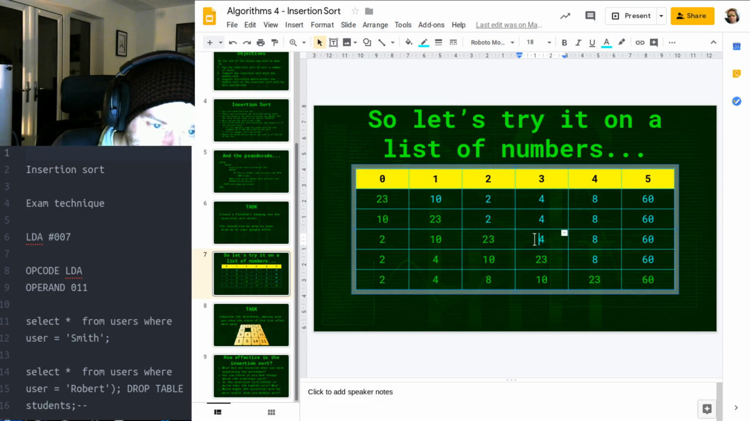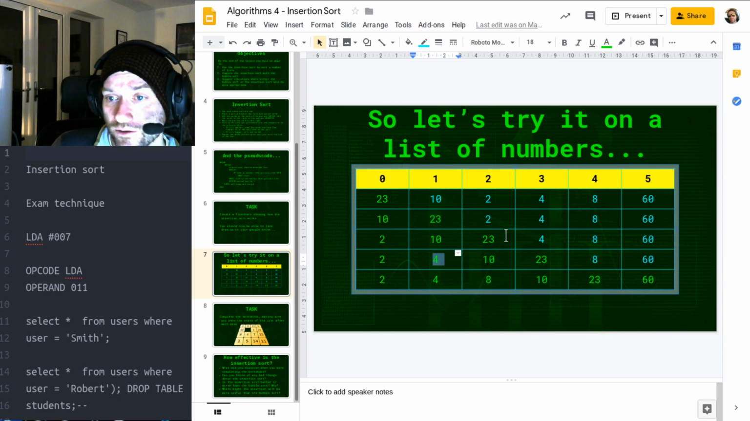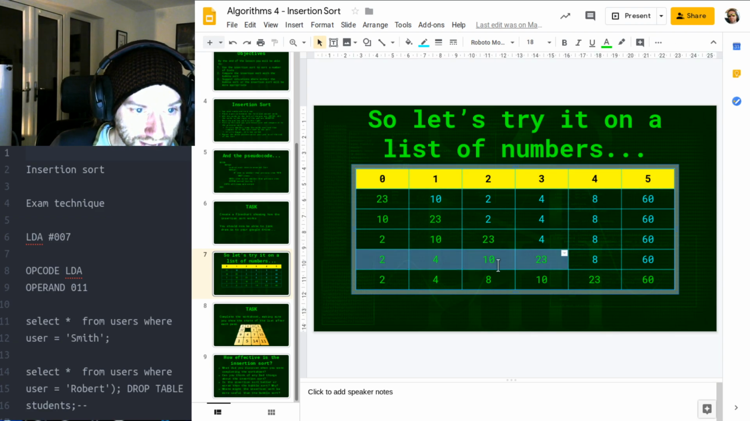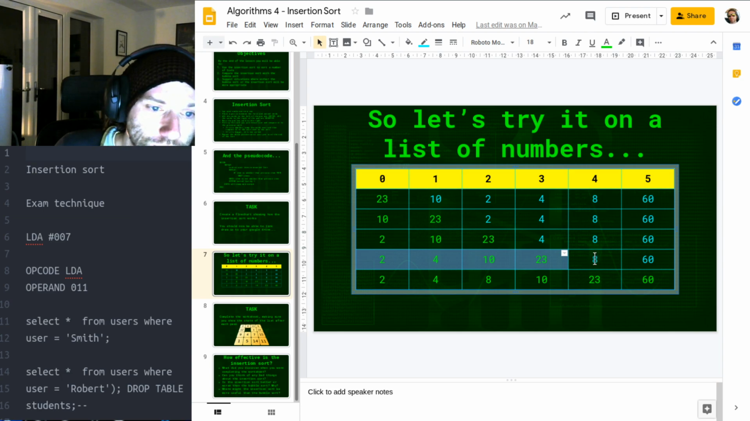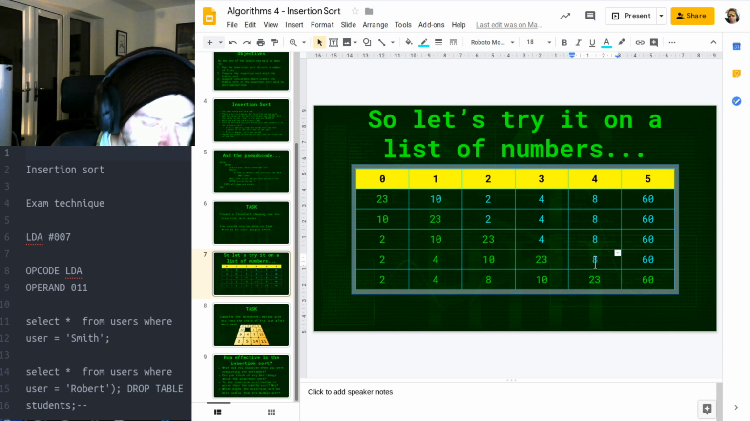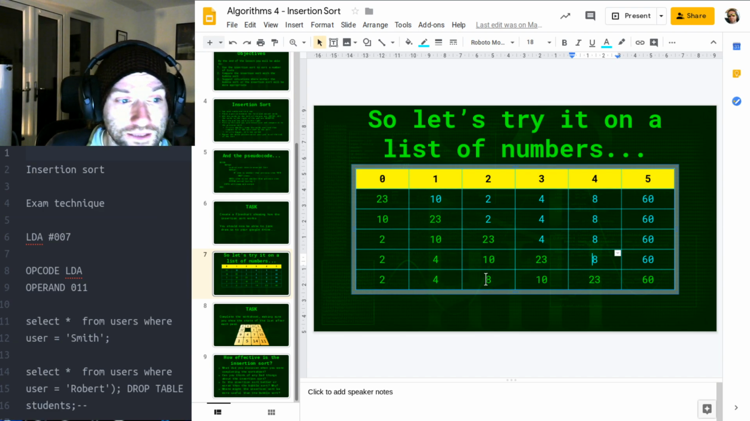We're looking at the next item. It's 4. Where does 4 go? We track backwards here. It goes before 23, it goes before 10. It doesn't go before 2, so the 4 goes in there. Boom. Okay, there's our sorted list. Now we look at 8. Where does the 8 go? The 8 goes before the 23, it goes before the 10. It doesn't go before the 4, so it slots in there. There's our sorted list. There's only one number left.